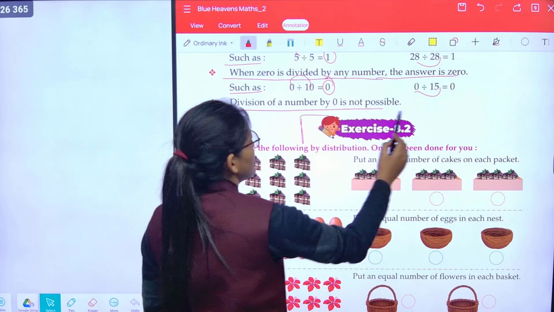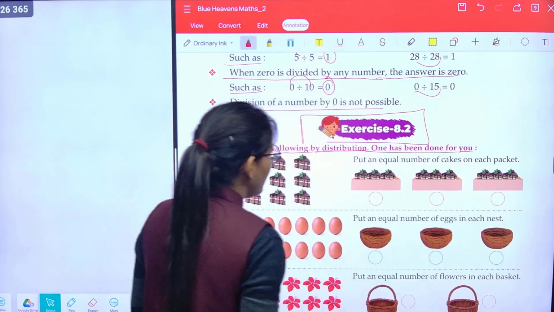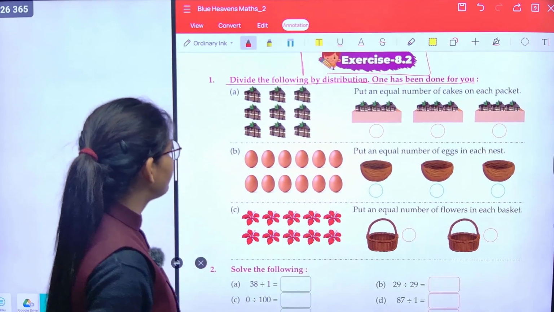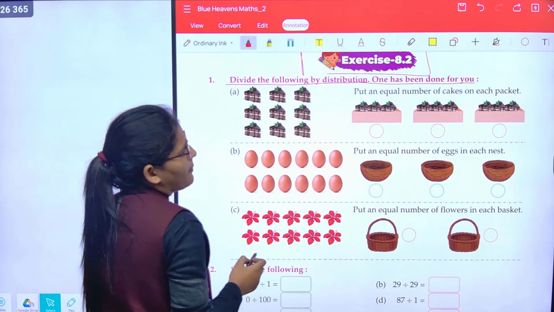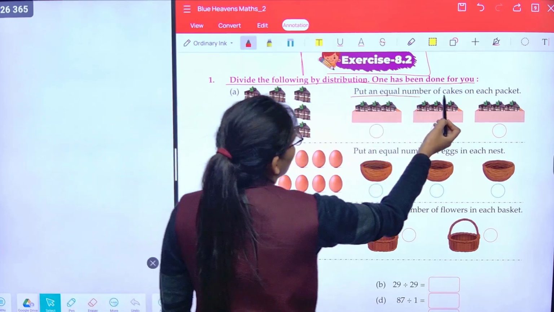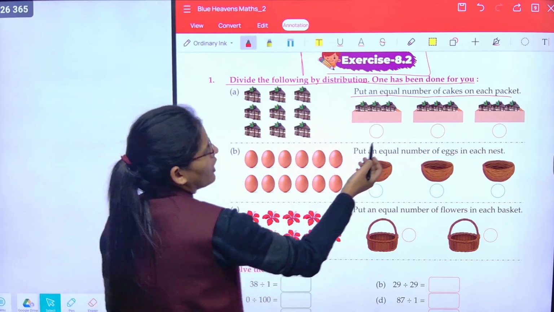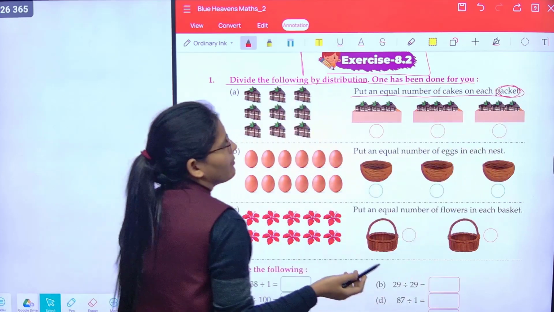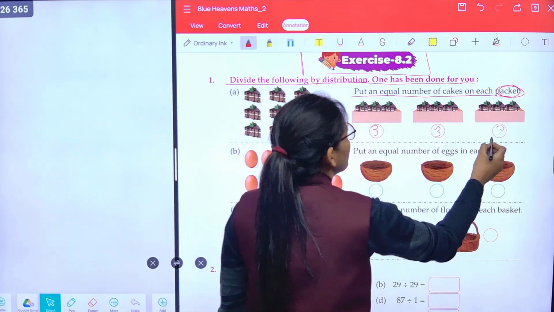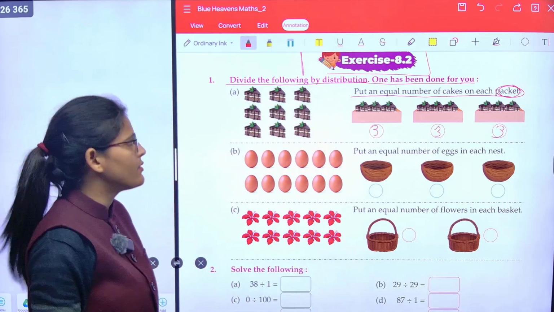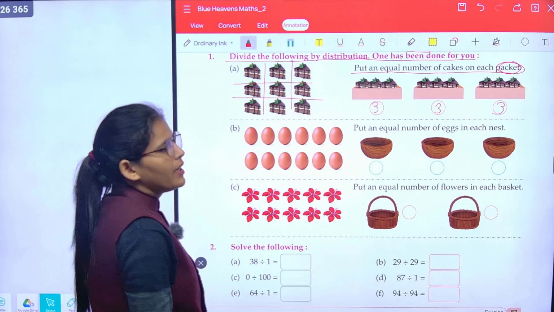Now come to the exercise 8.2. Divide the following by distribution. One has been done for you. Now class, here we put an equal number of cakes on each pack. Here we have 12 cakes, and we have to distribute them equally on each pack. So we put 3 here, 3 here and 3 here. 3 plus 3 is 6, 6 plus 3 is 9, and here we had 9 cakes. Okay class, so we have distributed them equally.